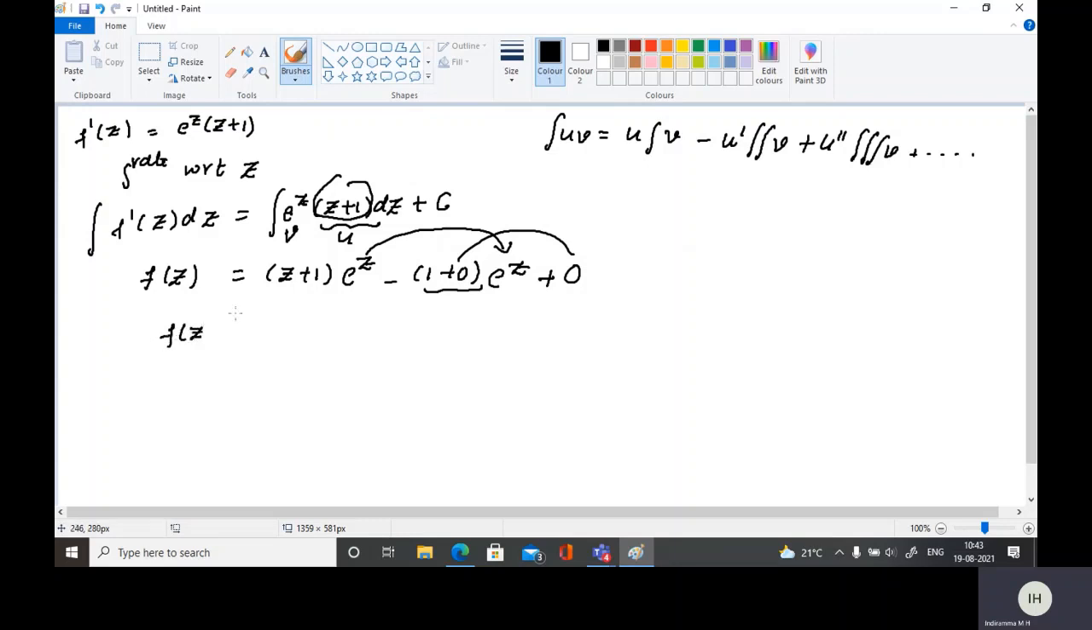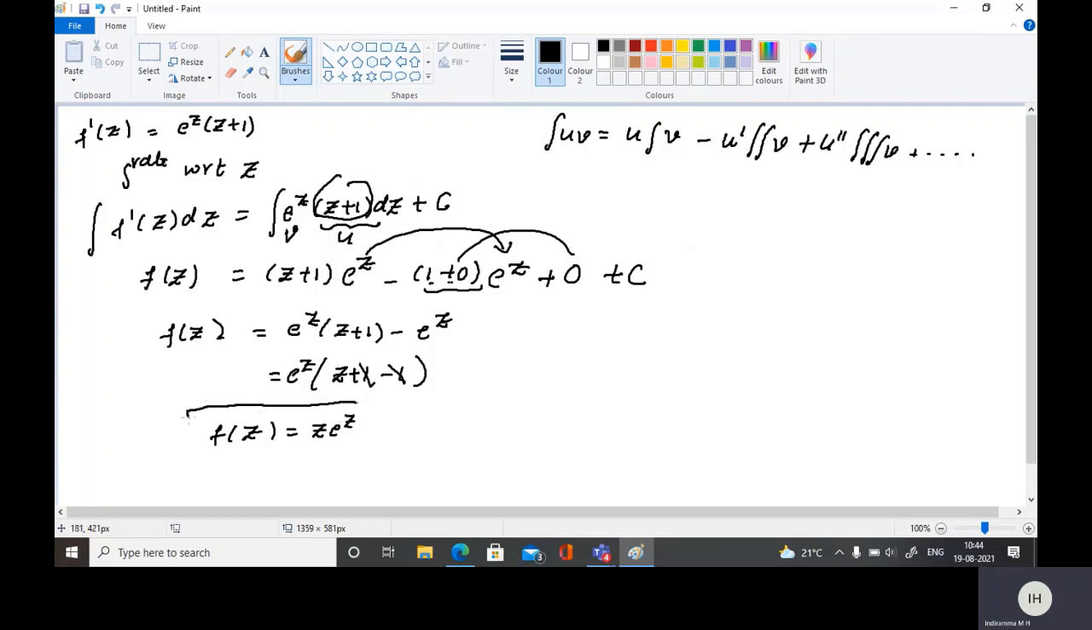Therefore, f of z is equal to, integrating constant c is there, f of z is equal to e power z into z plus 1 minus e power z into 1 plus 0, which is 1. 1 into e power z is e power z. Now take e power z common: z plus 1 minus 1. Minus 1 plus 1 cancel. Therefore, f of z is equal to z e power z. This is the required analytic function for the given imaginary term, plus integrating constant c.